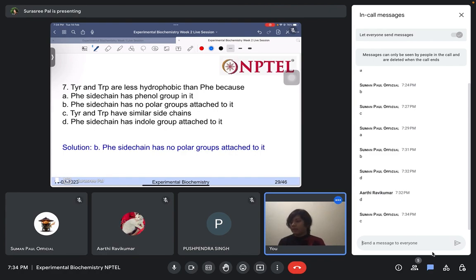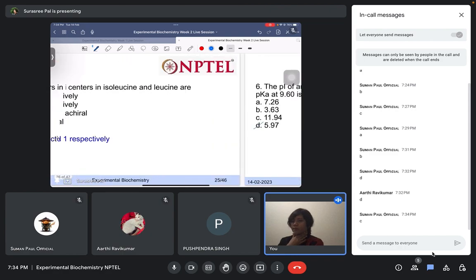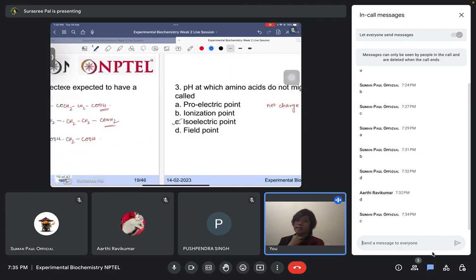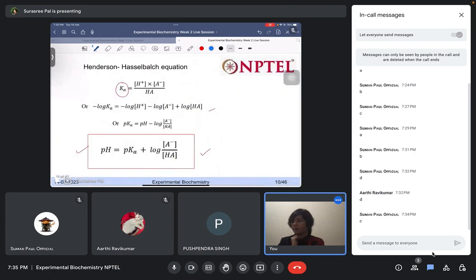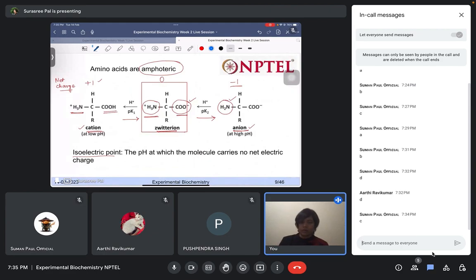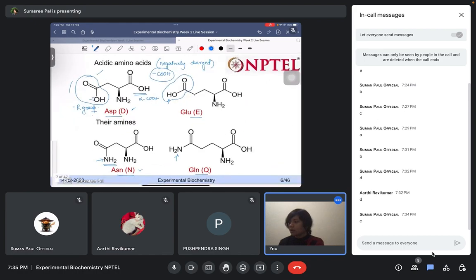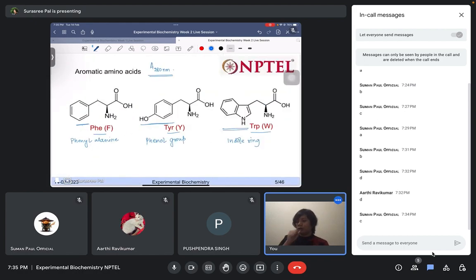Okay, let's go back to the structure once again. So you see that you have to remember all the structures of the amino acids to answer these kind of questions if you are attending the exam for this course, or for other studies also. You need to remember the structures of these amino acids. Okay, the aromatic amino acids. This is phenylalanine, this is tyrosine, and this is tryptophan. So the question was, phenylalanine is more hydrophobic, right, than tyrosine and tryptophan. Why? So the answer remains in this structure.